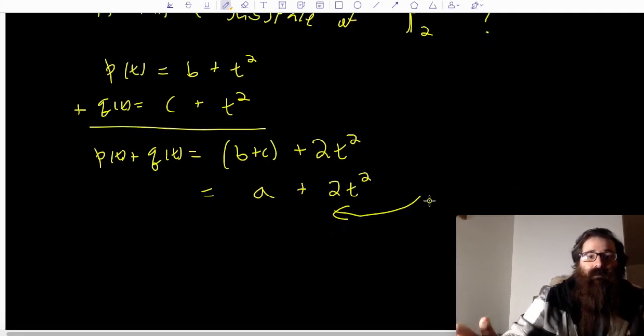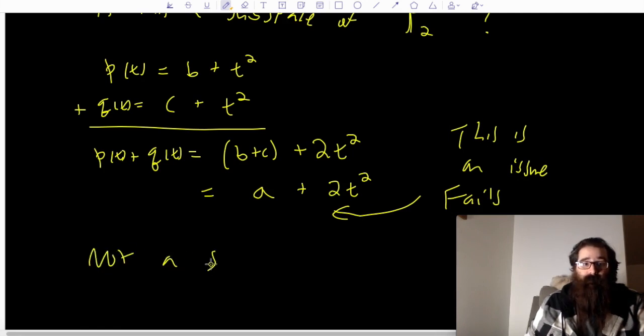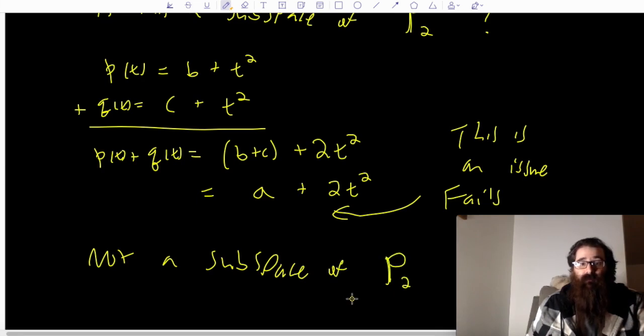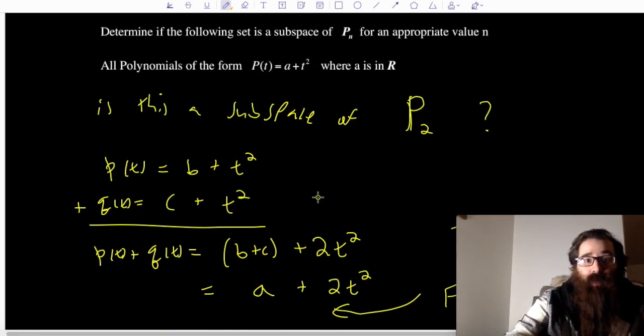So we'll say this is an issue. So this actually fails at this point. So this is in fact not a subspace of polynomial space P2. What's interesting is that you would notice that all three of the properties fail.